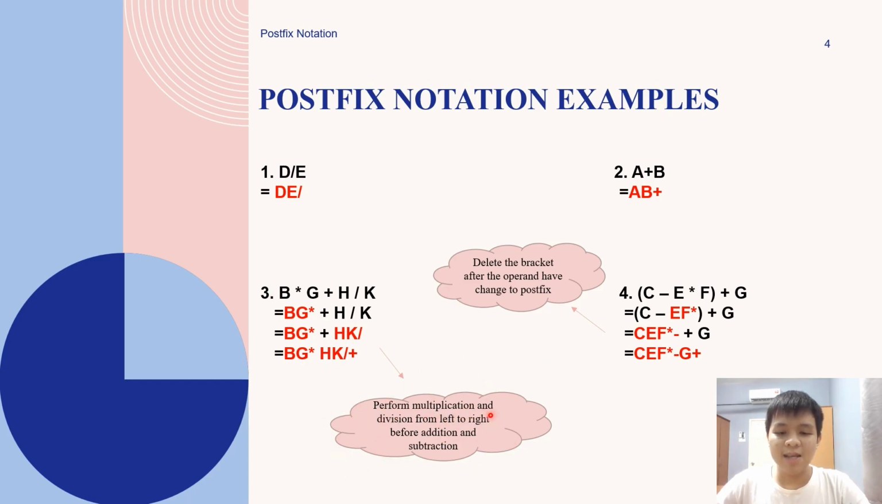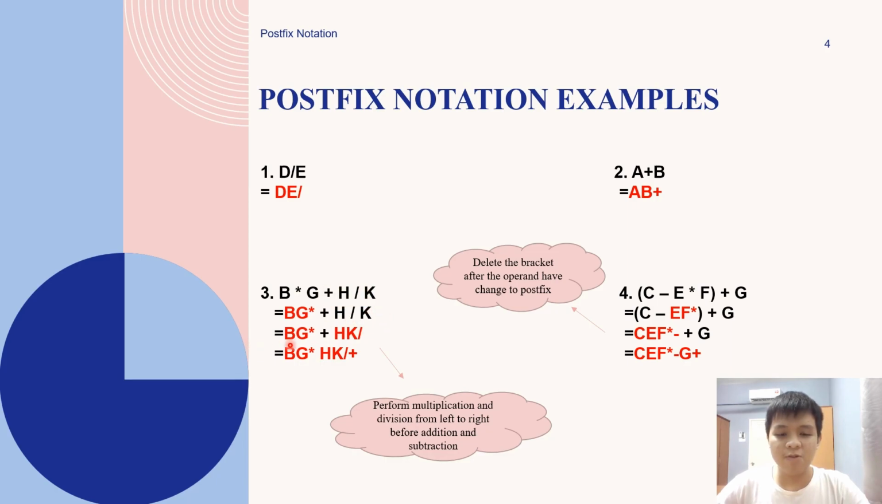Perform multiplication and division from left to right before addition and subtraction. It means that the addition here will be the last part, the last step. We will do multiplication and division first, and these two have equal priority, so we will start from the left. So it will become BG multiply, and this part will be the same, just copy.